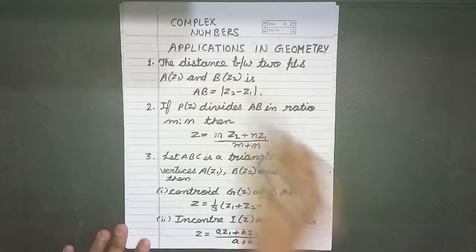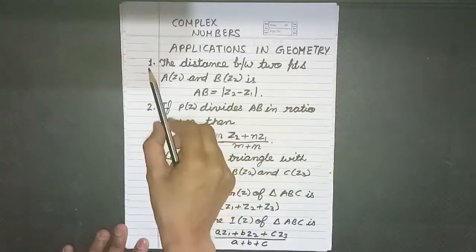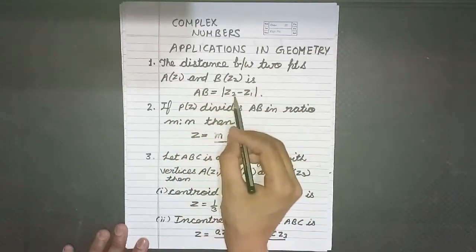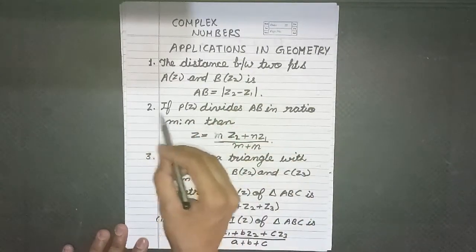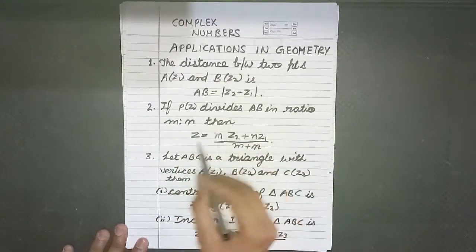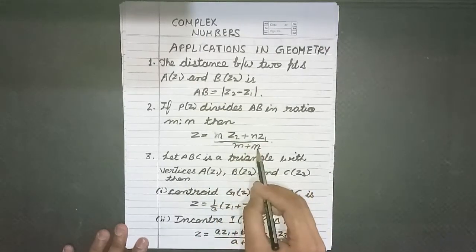I am back with the topic complex numbers application in geometry. First, the distance between two points A(z1) and B(z2) is AB equal to modulus of z2 minus z1. Second, if P(z) divides AB in the ratio m:n, then z is equal to (m z2 plus n z1) by (m plus n).